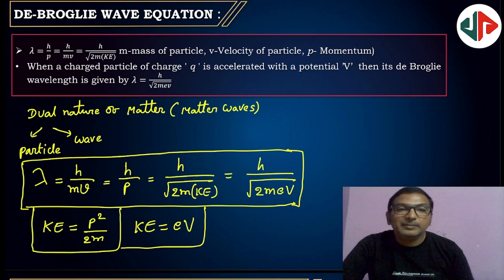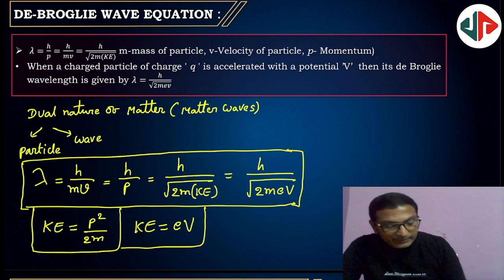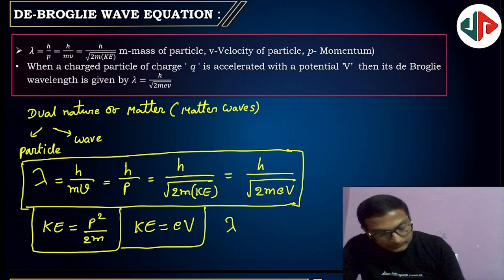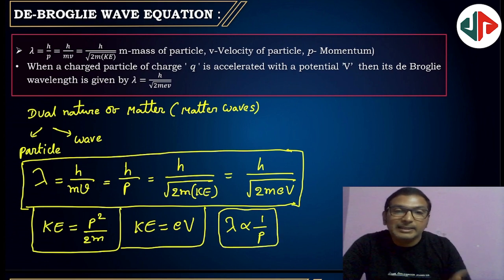Next, the relation between momentum and lambda, that is wavelength, is inversely proportional. Lambda is inversely proportional to momentum. Similarly, inversely proportional to kinetic energy, inversely proportional to voltage. Capital V is voltage or potential, you can say.